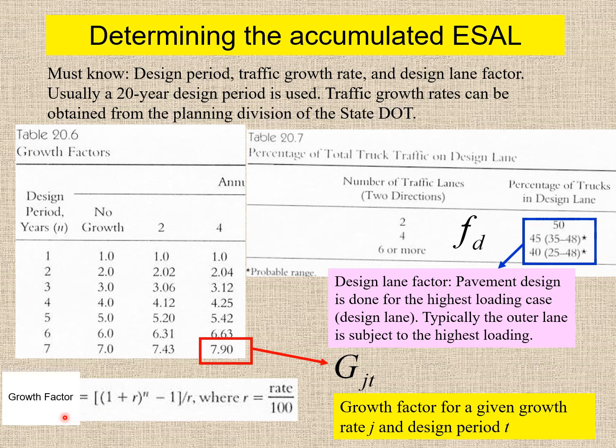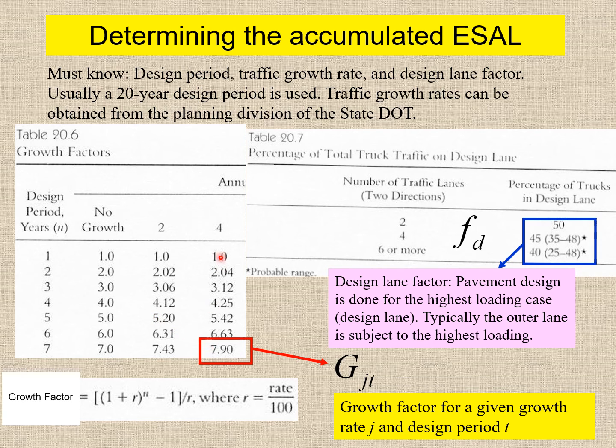And then look at the formula of the growth factor. This is the formula of the growth factor, where R is equal to the rate divided by 100, and G sub JT is the growth factor for a given growth rate J and design period T. If you look at the formula again, you can see R and N. R is the rate of growth expressed as a fraction, and N means the design period in years. So in this way you can calculate the growth factor by using this formula, or by consulting the table you can get the growth factor directly.